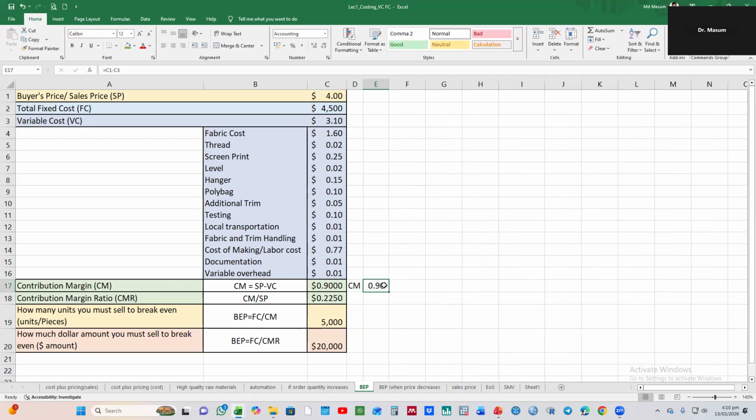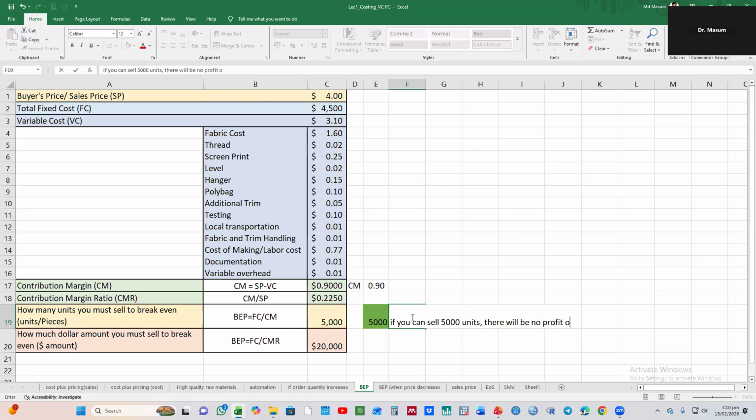The contribution margin will be used to cover your fixed cost, because you still didn't consider fixed cost. So what will be your break-even point? The break-even point is calculated by fixed cost divided by contribution margin. Your fixed cost is 4,500 divided by your contribution margin of 0.9. So to break even, you must sell 5,000 units. Break-even means if you can sell 5,000 units, there will be no profit or no loss. It is known as break even, or BEP.